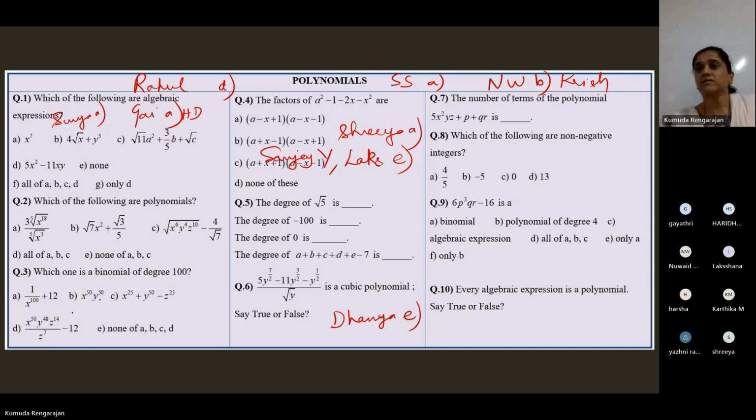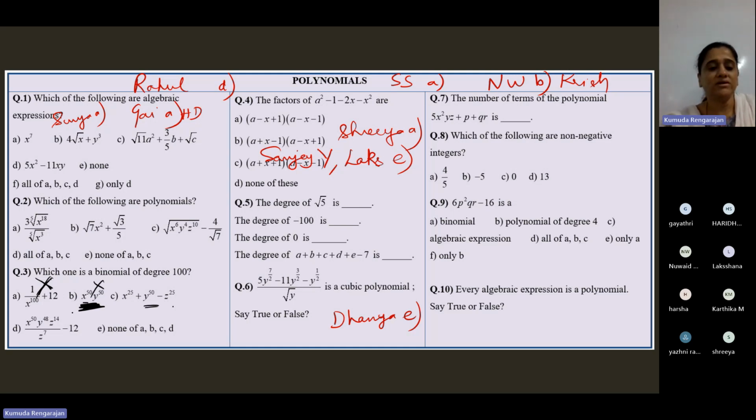Second one. Is the second one a polynomial? Yeah, because the variables are x and y and their powers are whole numbers. So it is a polynomial, correct. But is it a binomial? No, it's not a binomial. So this cannot be the correct option, because it's a polynomial but not a binomial.